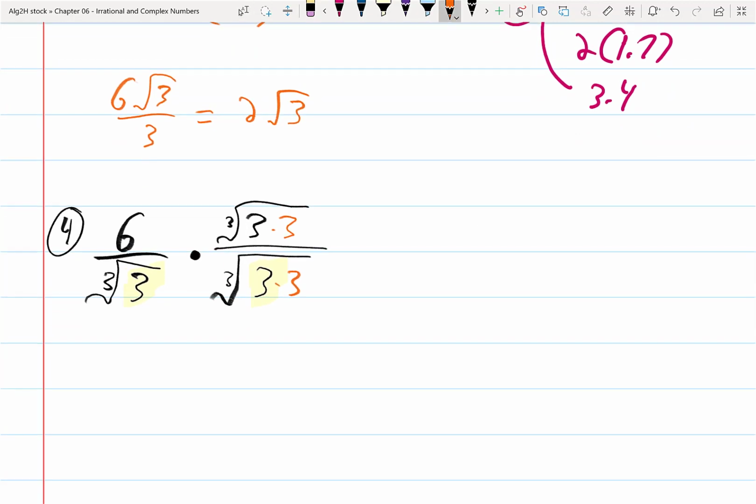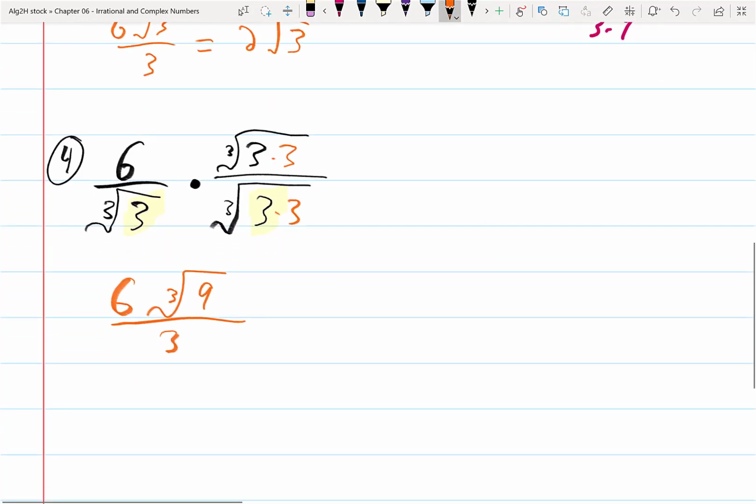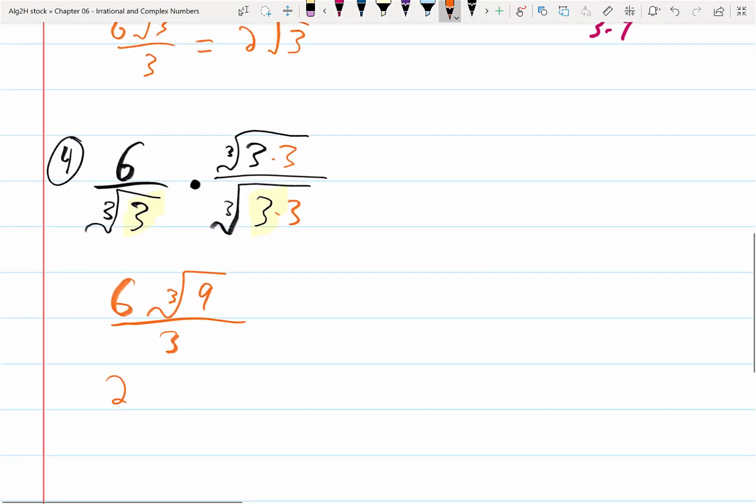And when I clean this whole thing up, I will end up with 6 cubed root of 9 divided by, and all of this groups together to become just 3. And so my final simplified form will be 2 cubed root of 9.